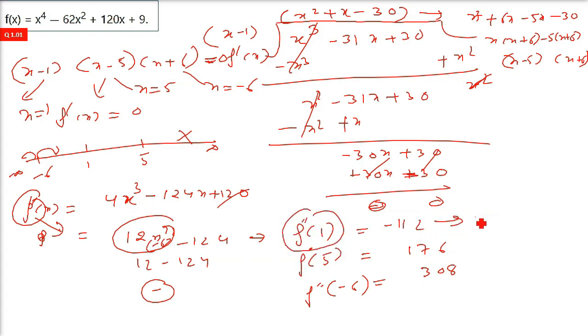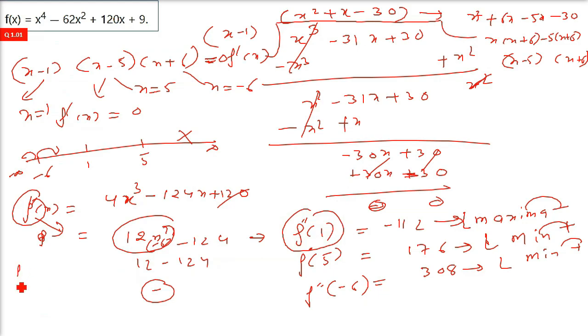Negative 112 is a maximum because it is negative. I am just not writing local, but these are all local. 176 is positive. That means it is local minima. 308 again positive. It is local minima. When we get positive, local minima. When we get negative, local maxima. The sign and the thing is different. Normally we say when it is negative, it is minimum. No, here it is inverted.